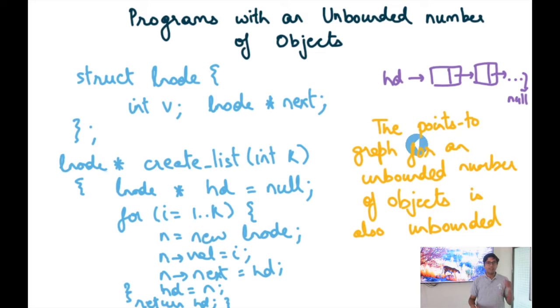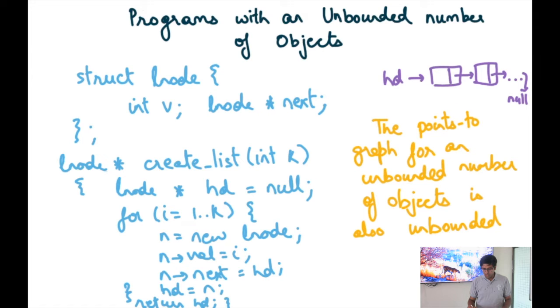So the actual points-to graph for this kind of a program would look something like this, where the head is the list head, because we assign the newly allocated node to n, and we do n.next equals head. So head points to the most recently allocated object, whose next pointer points to the second most recently allocated object, and so on until the oldest object, whose next pointer is going to point to null. And this is the actual points-to graph.